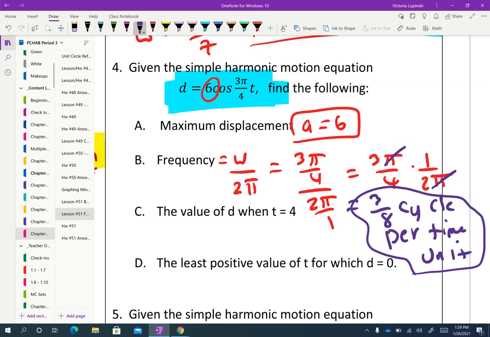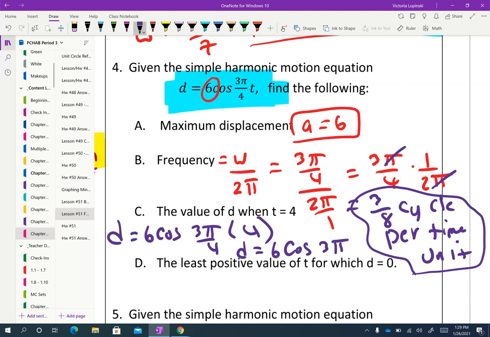To find the value of d when t is equal to 4, that simply means you're going to plug a 4 in for t. So d is equal to 6 times the cosine of 3 pi over 4 times 4. That's going to tell you that d is equal to 6 times the cosine of 3 pi. Go ahead and get a little bit more room.